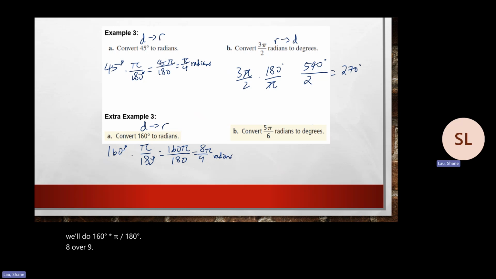Here we have radians to degrees. 5 pi over 6. Try this. Very good. 5 pi over 6 times 180 degrees over pi here. Divide out the pi's, multiply across, 900. Divide by 6. We get an answer of 150 degrees.